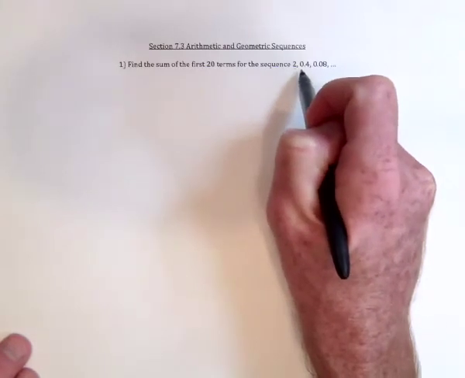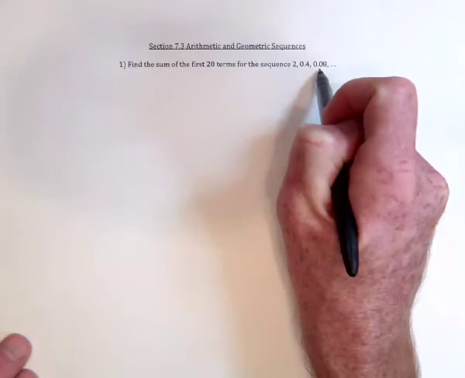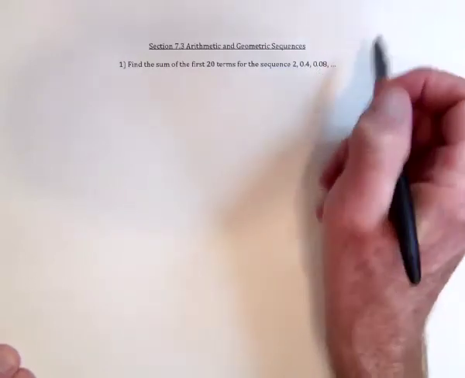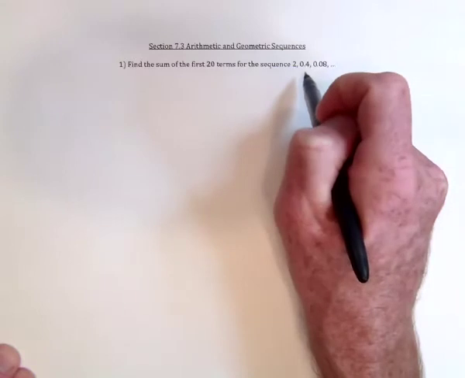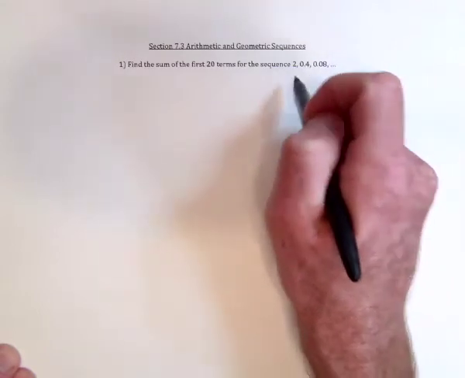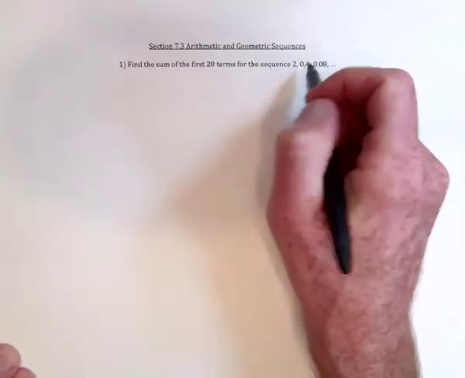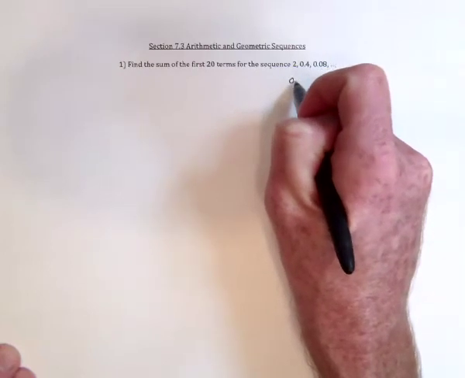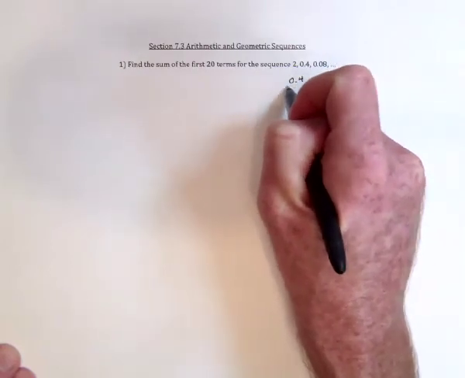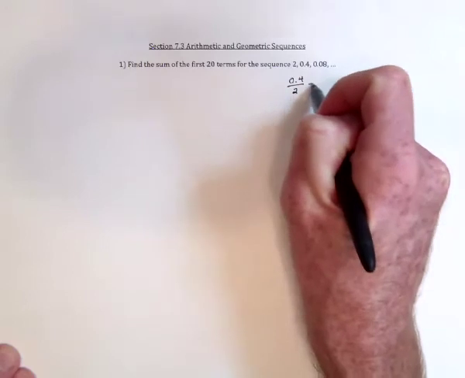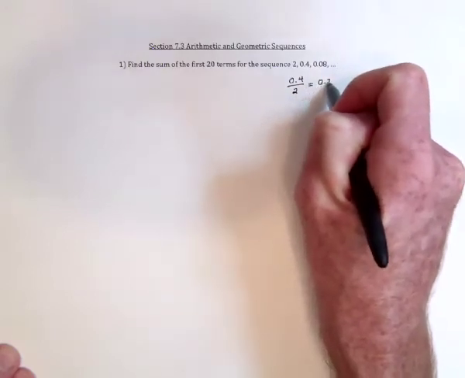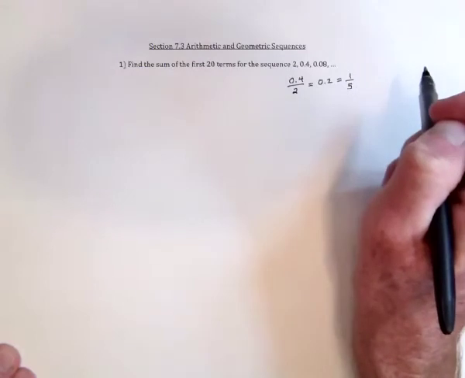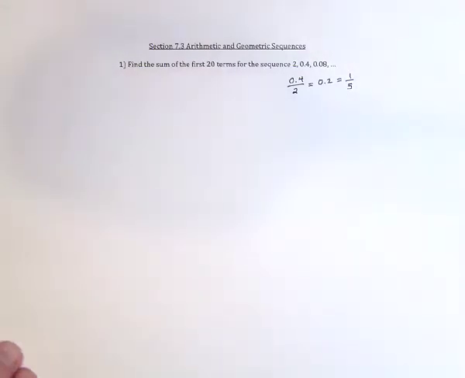With this one, the numbers are getting smaller and smaller pretty rapidly, so I don't think that something's being added each time. In fact, it looks like it's being multiplied by a fraction. To find out what fraction that is, divide two of these terms. So if I take 0.4 and divide by 2, then that would be 0.2 or 1/5. So I'm going to use the fraction 1/5.